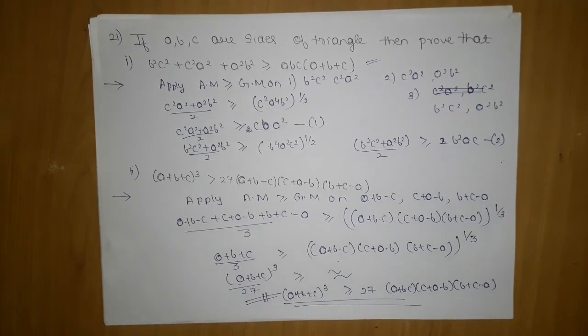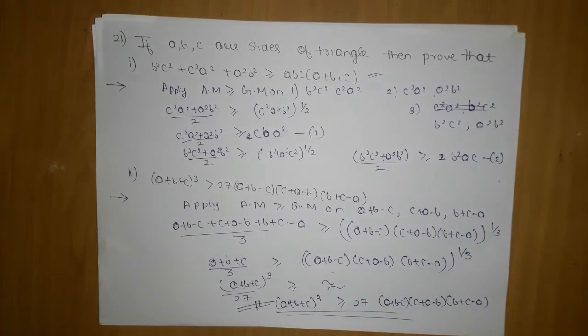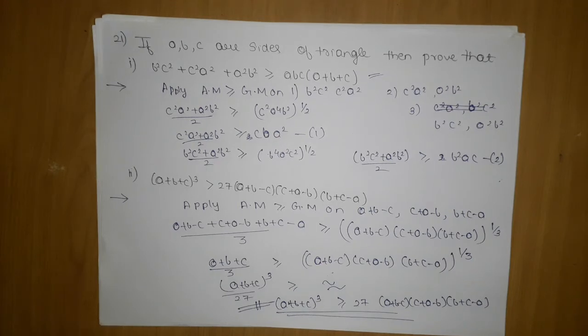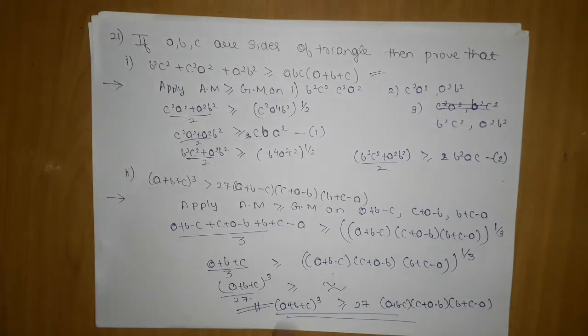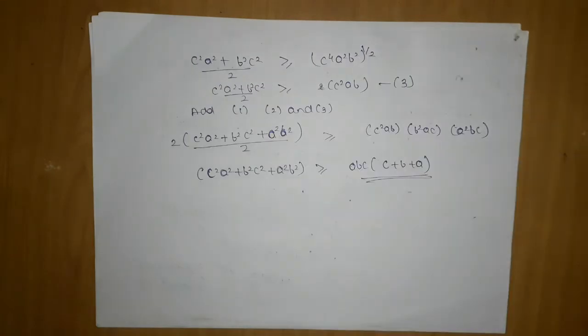So this was question number 21, which has 2 subparts, and we proved both of them using AM greater than or equal to GM. I mistakenly spoke about triangle inequality. Now let's move on to the next problem.